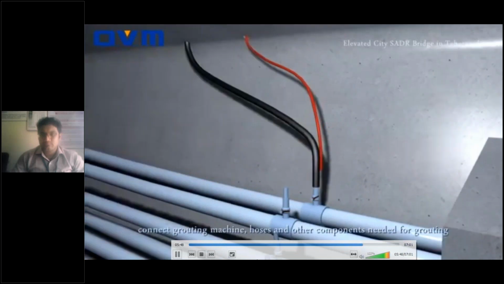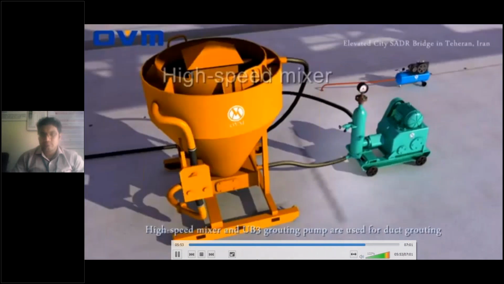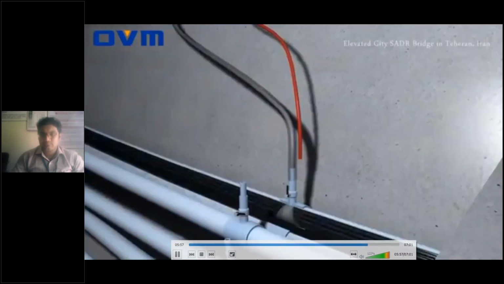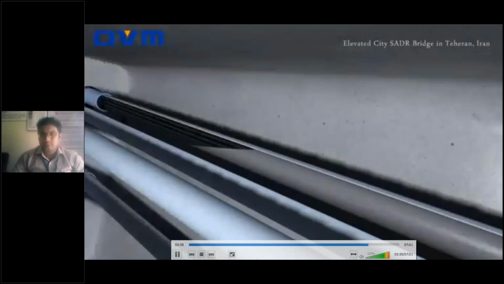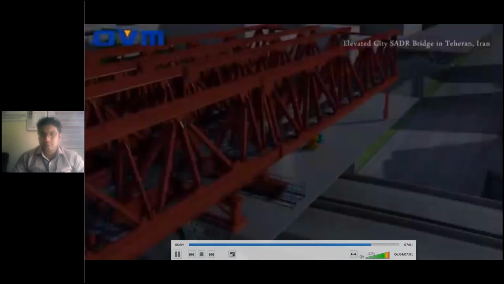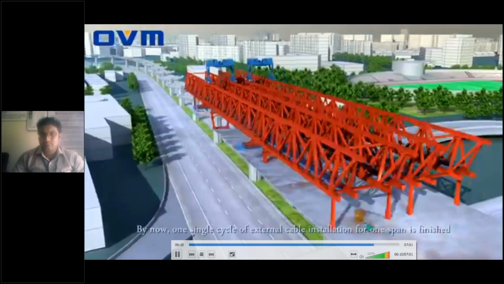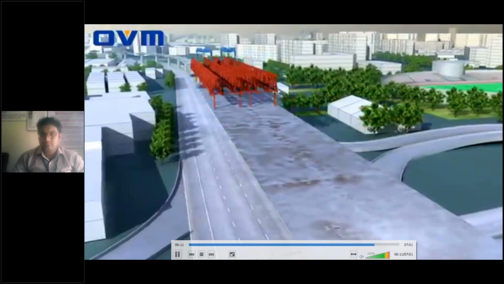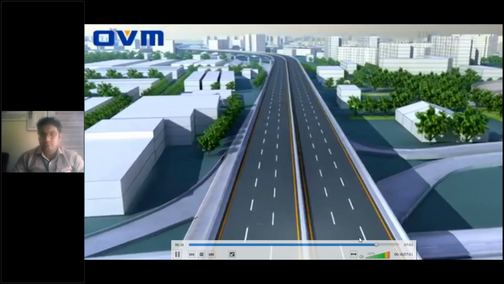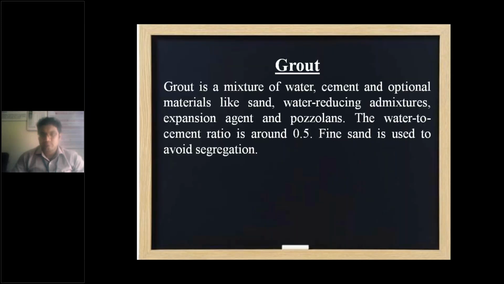High-speed mixer and UV3 grouting pump are used for duct grouting. It is preferred to grout the upper duct first. Installation for one span is finished. Okay, so that is how stages of stressing and grouting are going to be done.